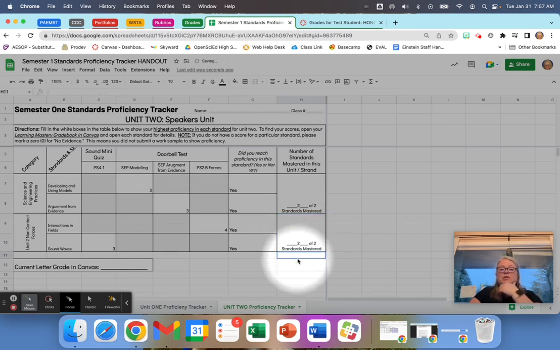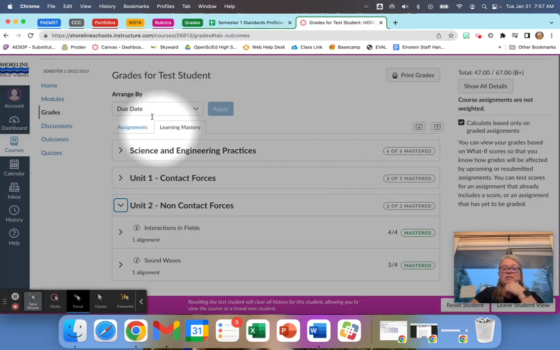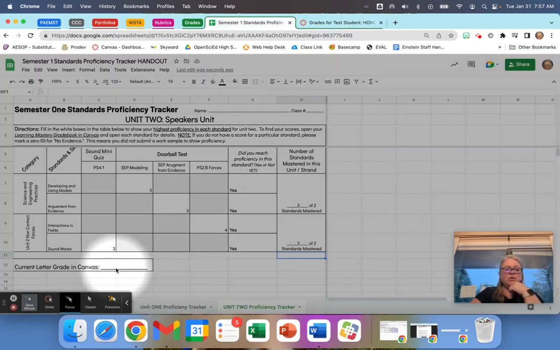Another thing that you need to do on this particular page is write down your current letter grade in Canvas. And to find that, you can stay in your Learning Mastery Gradebook. And if you look up in the upper right corner, you will see your letter grade. So currently the letter grade that this student has is a B+. So I would come down here and write B+. Once you have completed this, you are done with the first step of your portfolio. Well done.